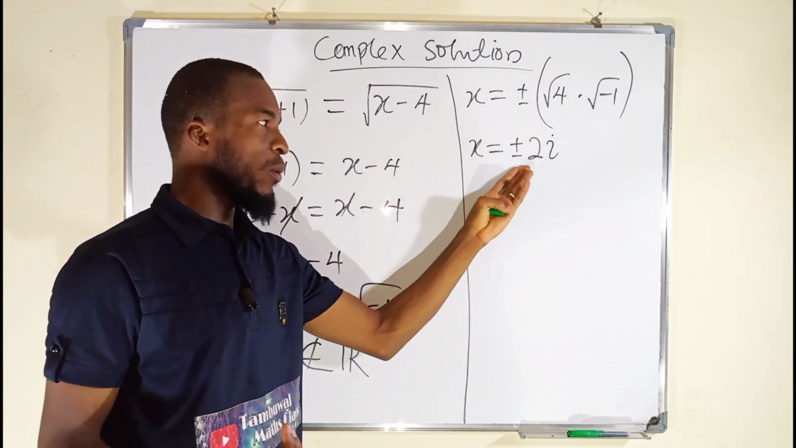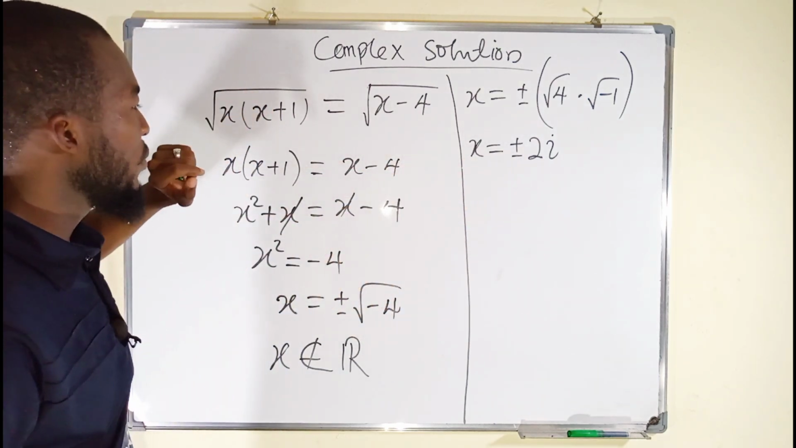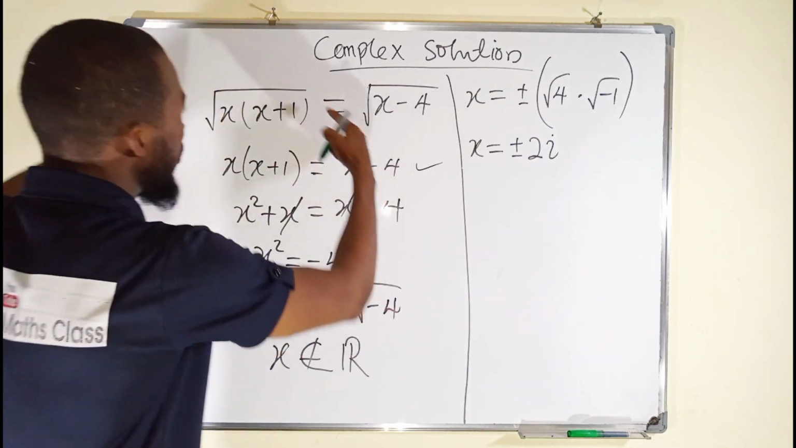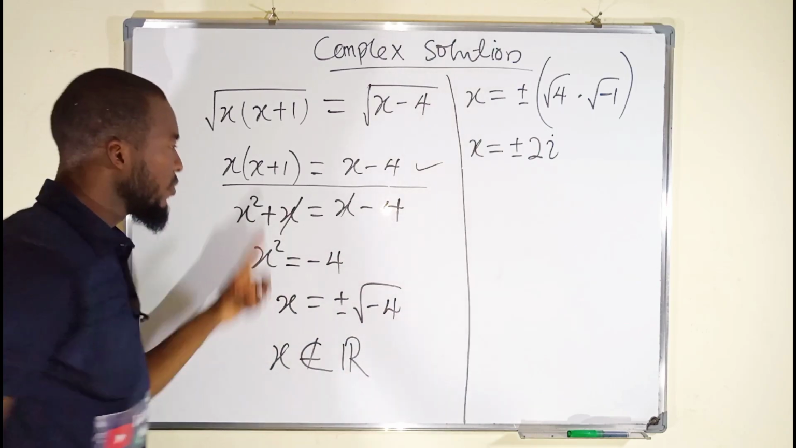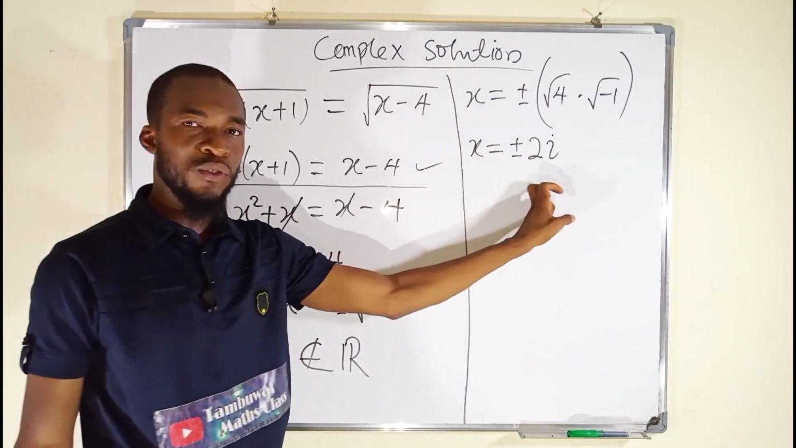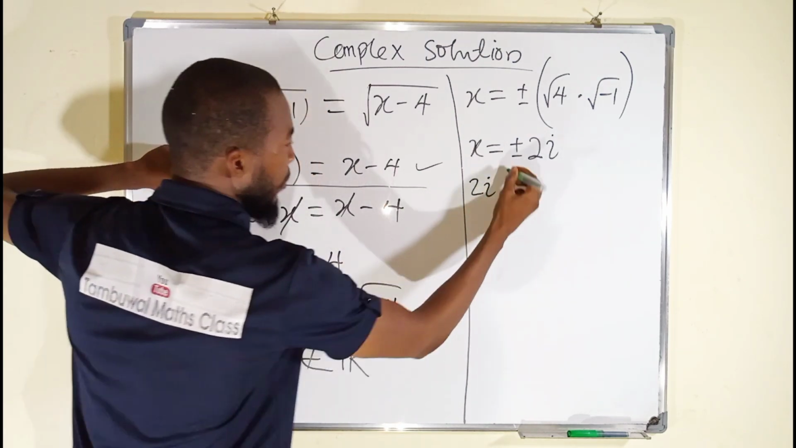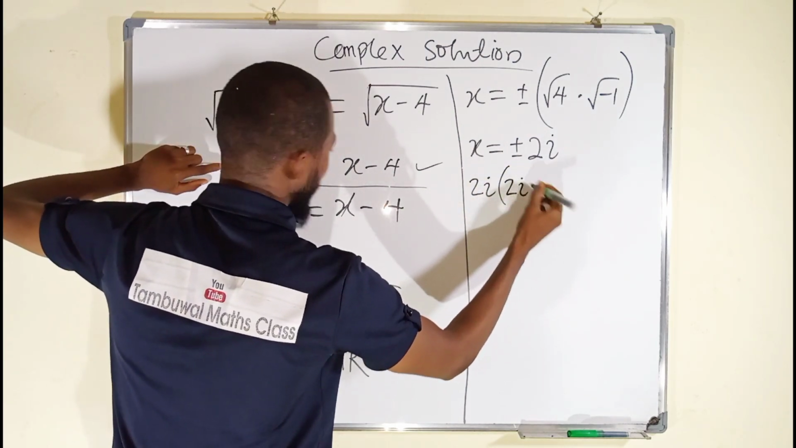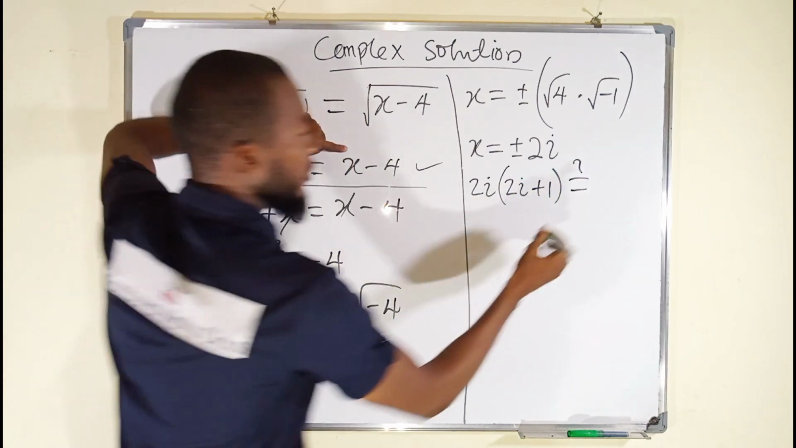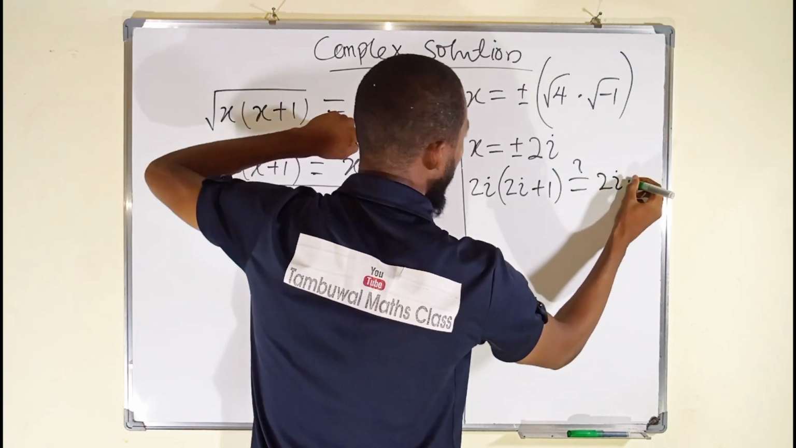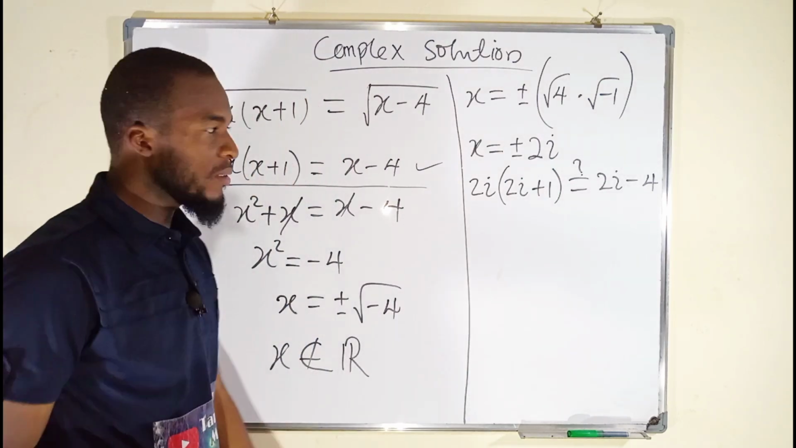If you wish to testify whether this solution is true or not, you can check it in the main equation. You can even check it here, because already square root will cancel square root. This is the equation left for us. So let us check it here. Let's start with positive 2i. You see we have positive 2i multiplied by positive 2i plus 1. Is this equal to, here we have positive 2i minus 4. Is the left hand side equal to the right hand side?